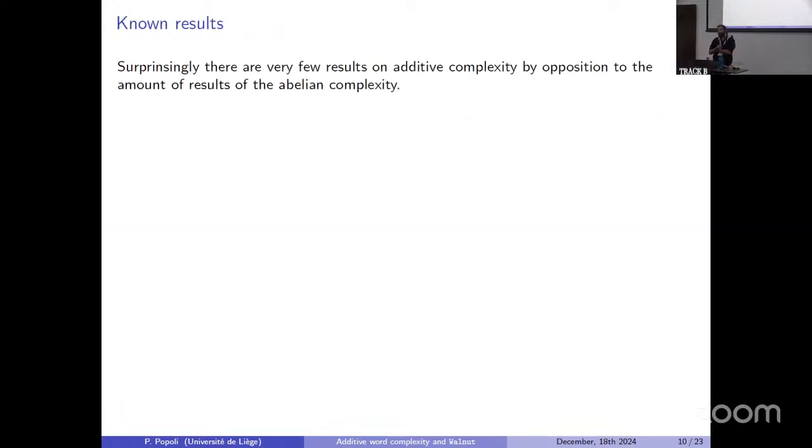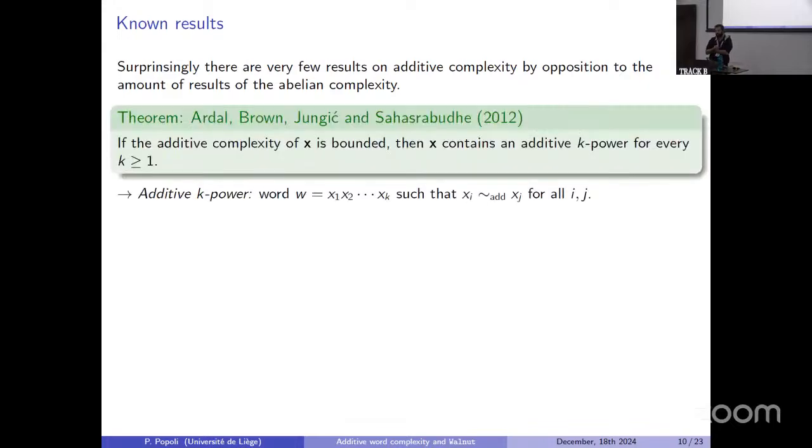For the abelian complexity, there is a huge literature, but for the additive complexity, there are only 2 results that we have found. The first one is a result of Ardal, Brown, Jungić, and Sahasrabudhe in 2012. They proved that if the additive complexity is bounded, then there is an additive k-power for every k. That is a word x1 to xk such that every xi is additively equivalent. In fact, there is the same result for the abelian complexity.